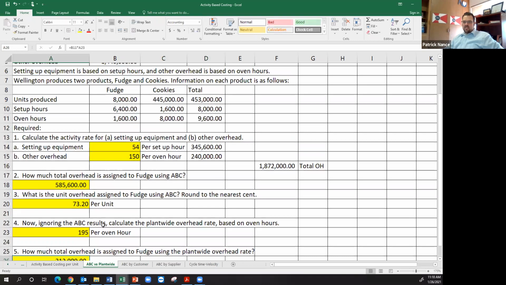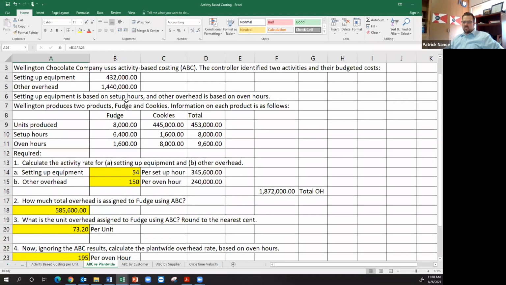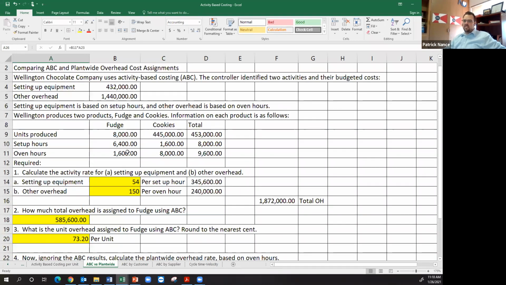And the reason for that is namely because obviously my other overhead's a much larger number, and there's a substantial difference in the number of setups versus the number of oven hours. You can see up here, this is called product diversity. You can see that there's a lot more setup hours, even though only 8,000 units were produced. There was substantially more setup hours per unit here than there were for the cookies. Okay, so a lot less setups. Whereas oven hours was skewed basically the other direction. The cookies had a lot more oven hours than what the fudge did.